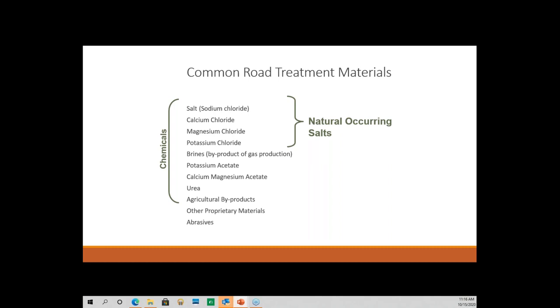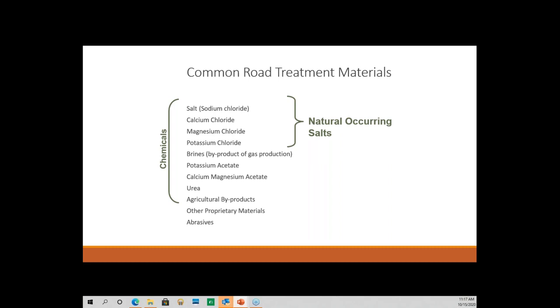Urea is a natural product that comes from the timber industry. And urea, they actually now make a synthetic urea. It's the same stuff you put in a lot of your diesel motors anymore, the DEF. That's exactly what urea is. And so there's a higher demand for that than there is for putting it out onto the roadway, so you don't see a lot of it anymore.